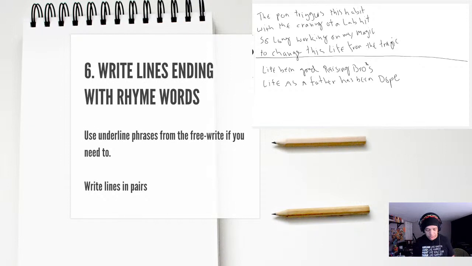Then the next couplet, so that, you know, that's a quatrain. So these are the four bars there. And then the next thing that I worked on was the idea of raising bros, and said, life's been good, raising bros. Life as a father has been dope, right? The second one that I wrote here, like I literally maybe two to three years ago wrote four bars every day. And there's times when I was like, all right, I'm tired, I'm about to go to sleep, I need to write four bars. And it's just like, all right, let me just get this out.